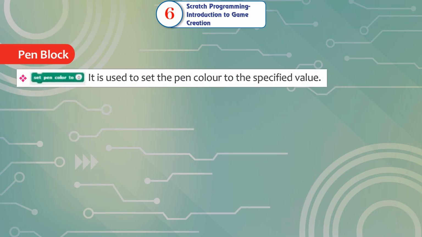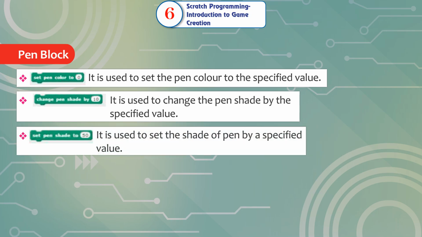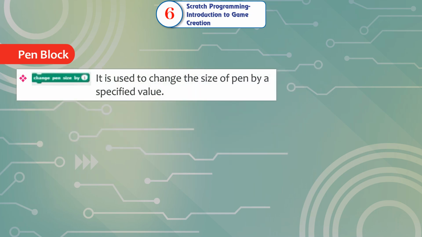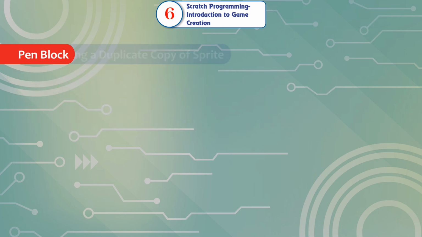It is used to set the pen color to the specified value. It is used to change the pen shade by the specified value. It is used to set the shade of pen by a specified value. It is used to change the size of pen by a specified value. It is used to set the pen size to the specified value.